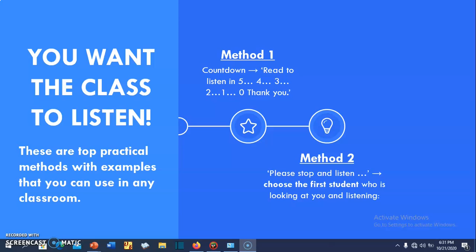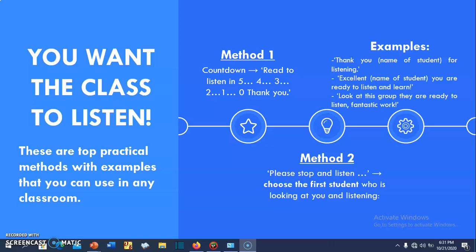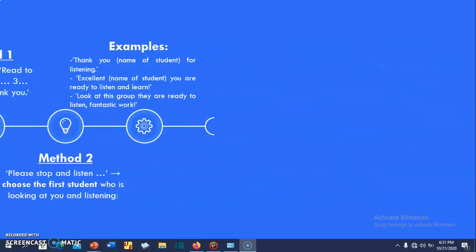This can be done in this way. Choose the first student who's looking at you and listening, and do it in this way. Thank you, Zanaba, for listening. Excellent, Zanaba. You are ready to listen and learn. Look at this group. They are ready to learn. Fantastic work. This is how you can get your class to listen to your lesson.